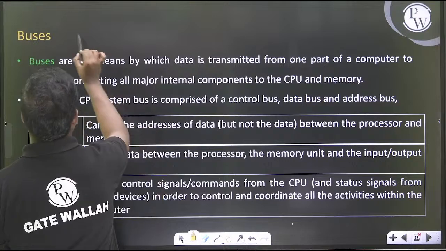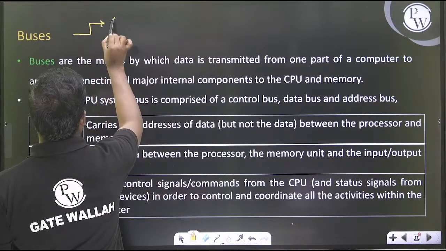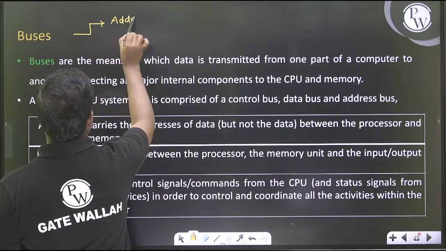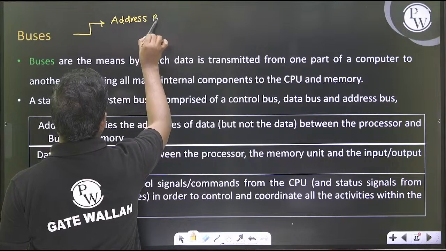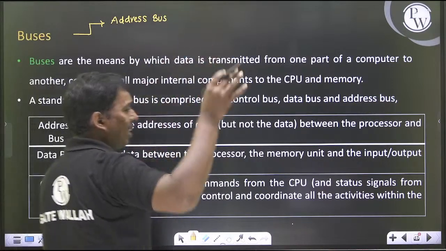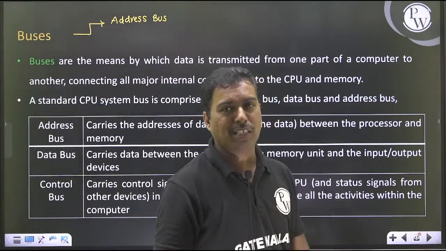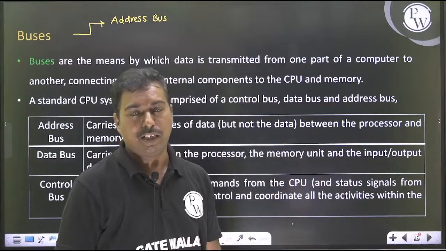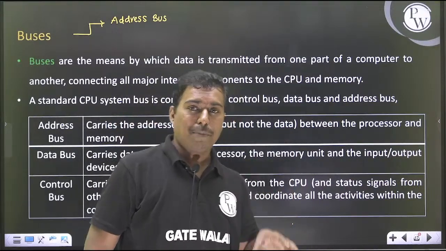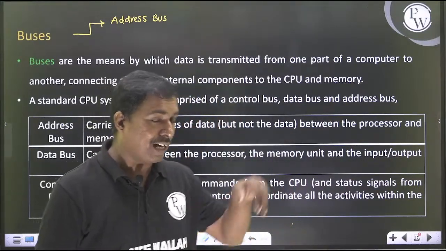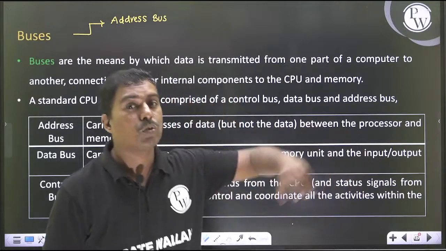So one is the address bus. First you should have an address in mind, where you are going. So you should have an address. The microprocessor keeps the address on the address bus, where to go. Then the address bus goes on searching.